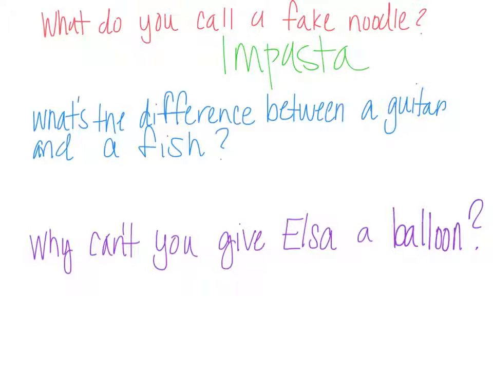What's the difference between a guitar and a fish? You can't tuna fish. And then lastly, why can't you give Elsa a balloon? Because she'll let it go, let it go.